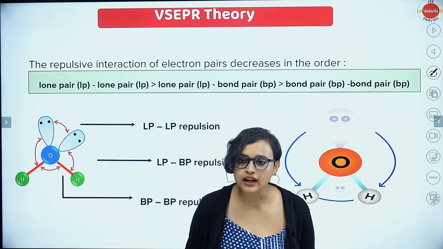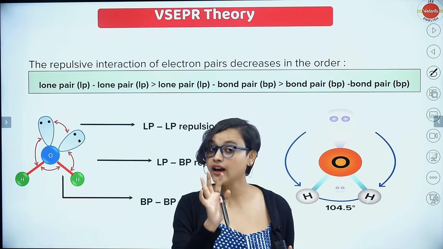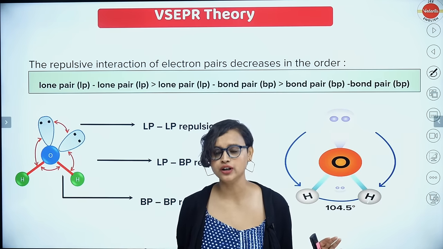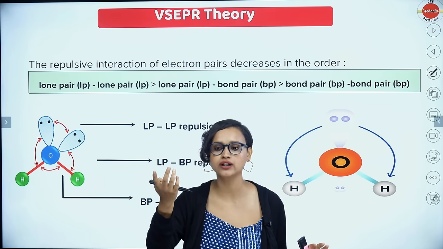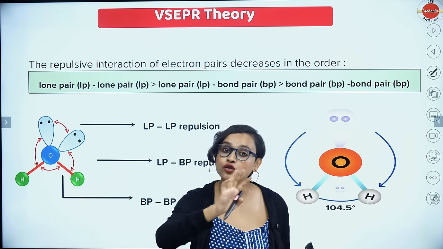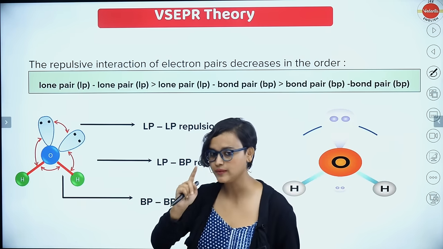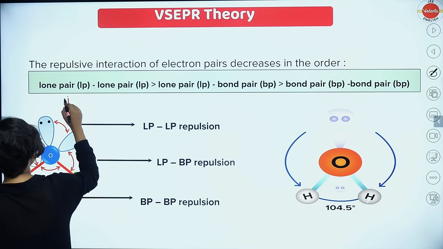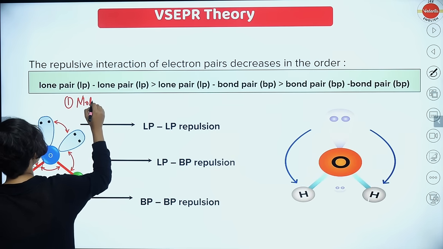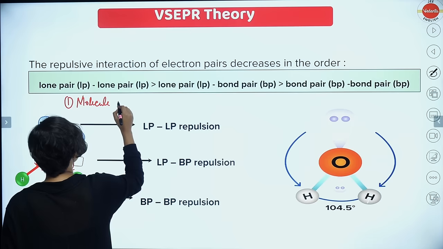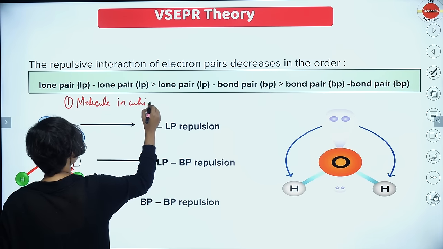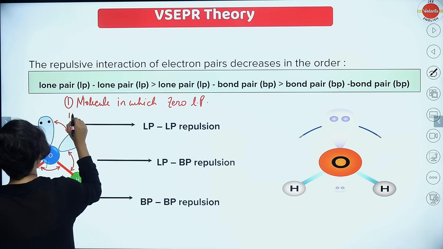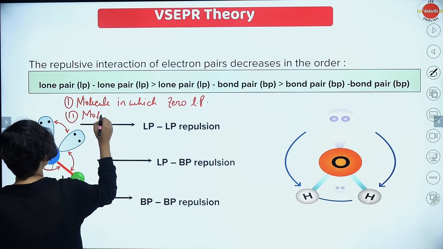Yes. For the prediction of geometrical shapes of molecules with the help of VSEPR theory, it will always be easier for you if you divide the molecules into two categories. How? What are the categories? Molecules in which the central atom has no lone pair. There are two cases, okay? Two cases. Let me write down. Molecule in which there is zero lone pair, and molecule with lone pair.